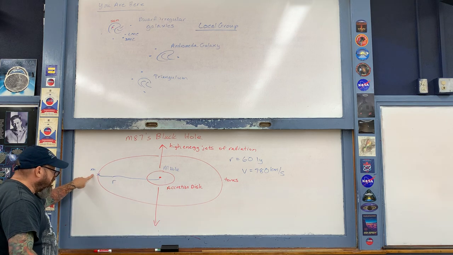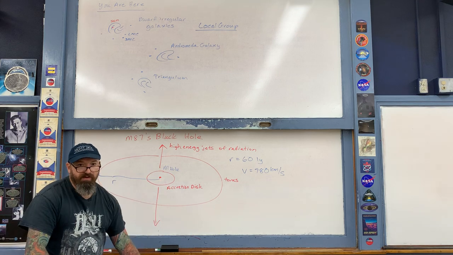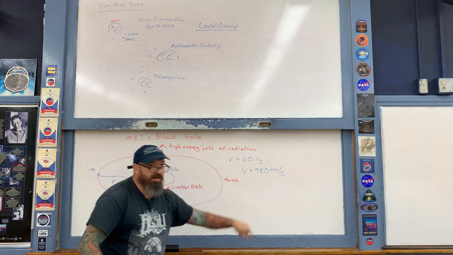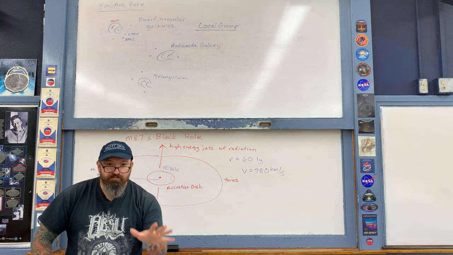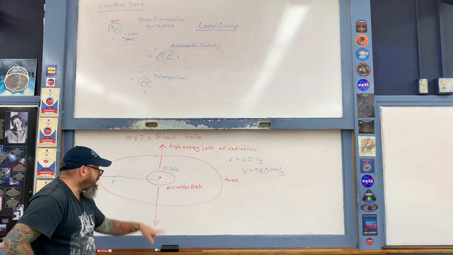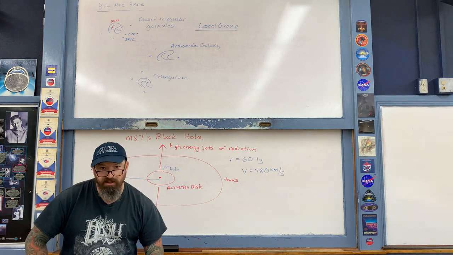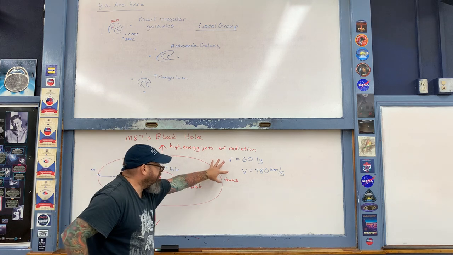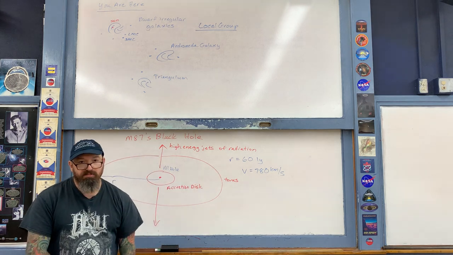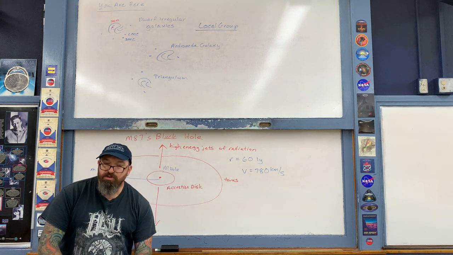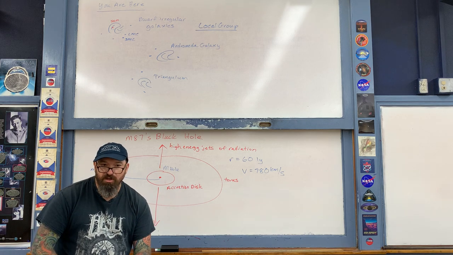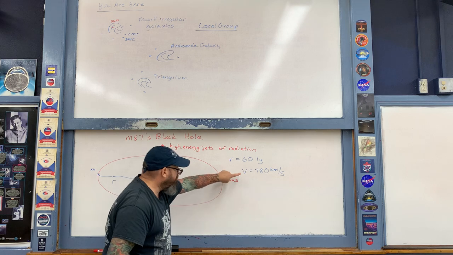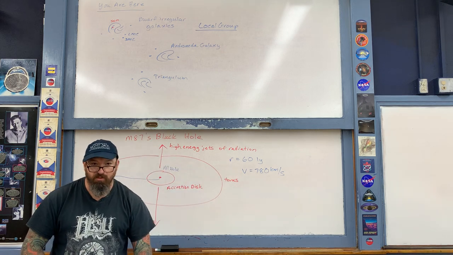This material is 60 light years away from the black hole, and it's moving at an orbital speed of 780 kilometers per second. That's mind-boggling as to exactly how big this black hole is. So let's use this information right here to calculate the mass of the black hole. I'm going to do this problem from scratch, however, because this is not quite a Kepler's third law problem. Instead of given the period, we're given instead the orbital speed.